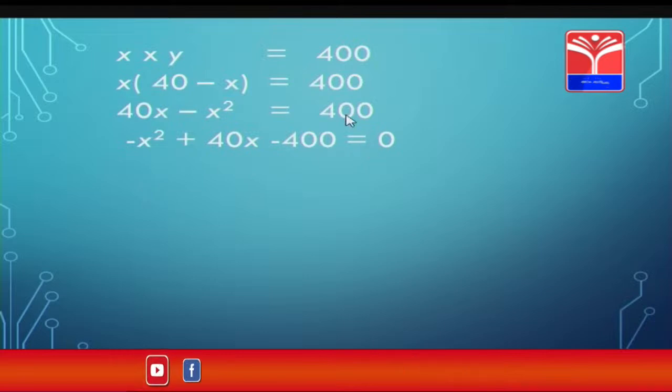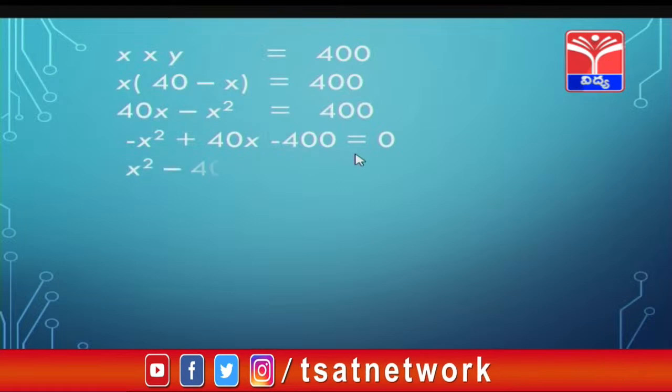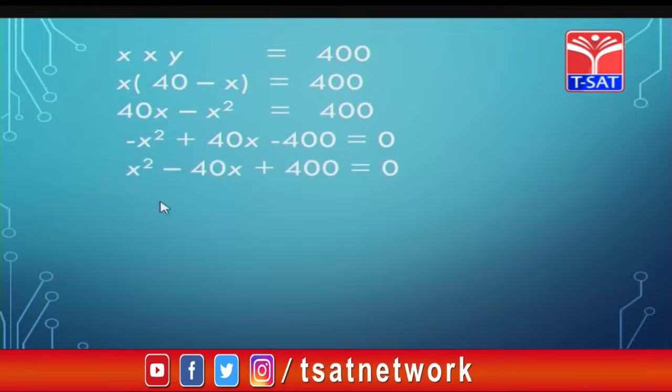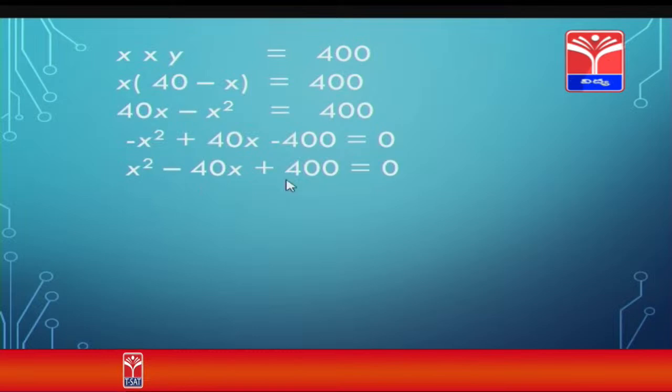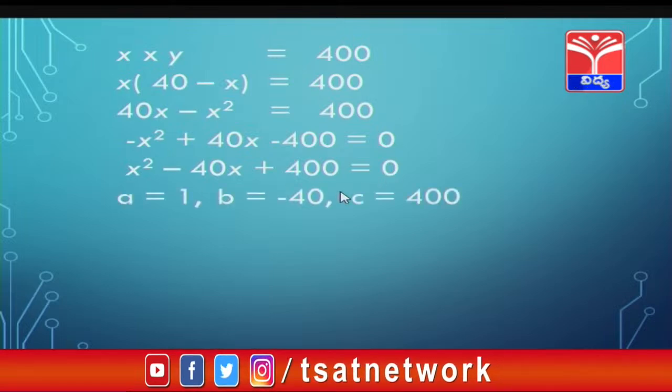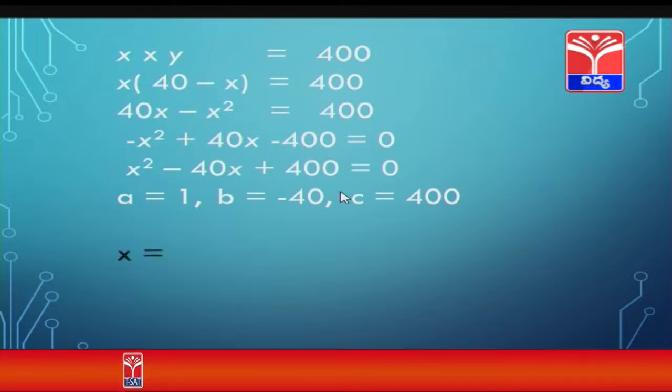I have transposed this plus 400 to the other side. I get minus 400 is equal to 0. So, my equation now becomes x square minus 40x plus 400 is equal to 0, because I have multiplied this complete equation with minus to remove the negative sign of x square. Now, I get a standard form of the quadratic equation. Here a is equal to 1, b is equal to minus 40 and c is equal to 400.